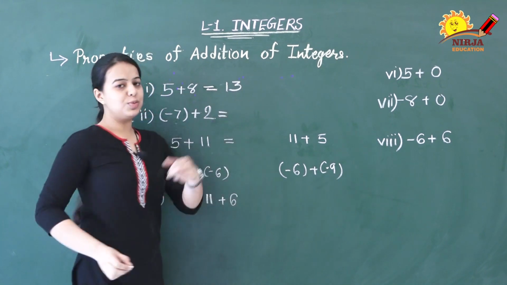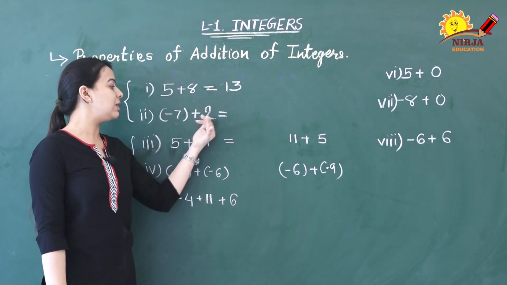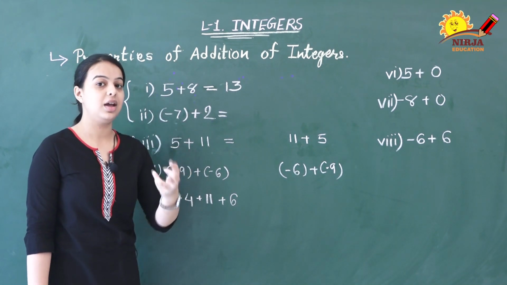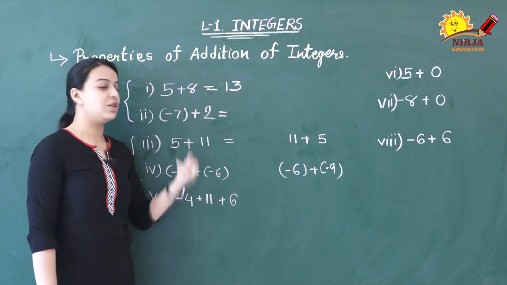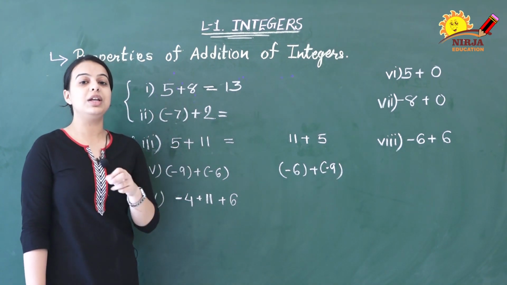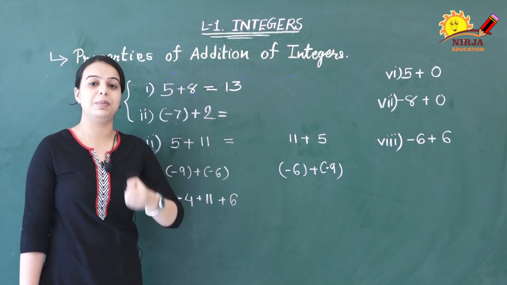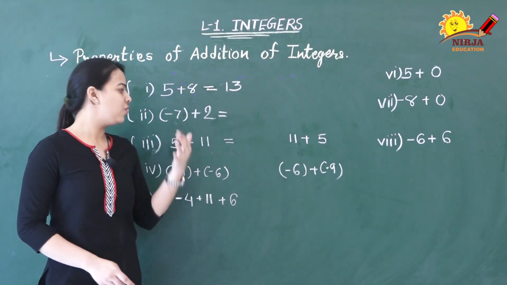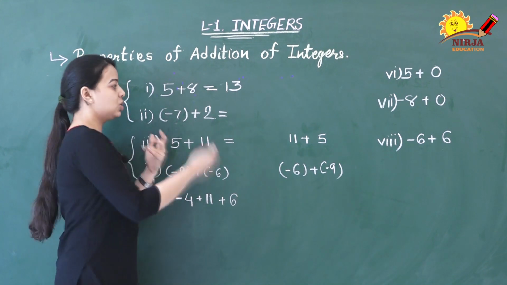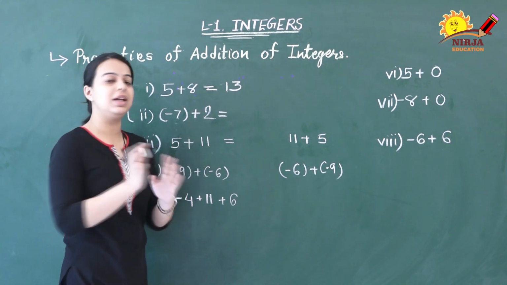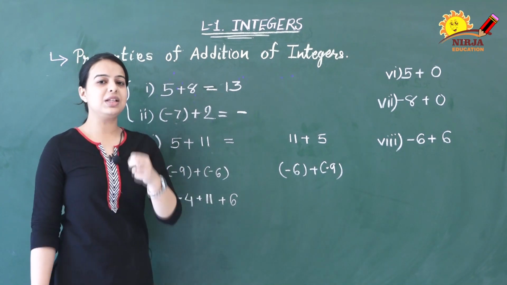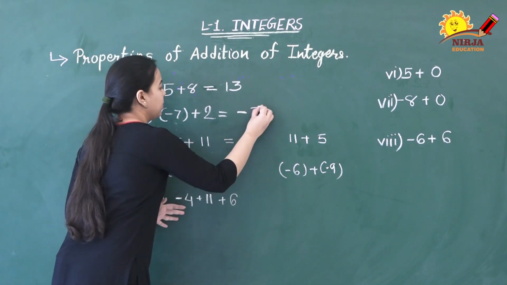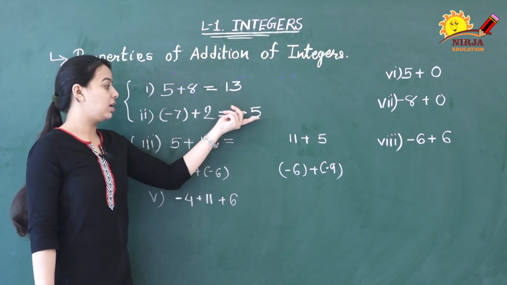Very good. Let's move to the next example. It is minus 7 plus 2. Here we need to apply the rules which we studied yesterday. If one positive and one negative integer is given, what do we need to do? We need to subtract the smaller number from the bigger one and take the sign of the bigger number. First let's identify which is the bigger number. It is 7, so we can conclude that our answer will be negative. Now pick the smaller number, which is 2, and subtract it from 7. 7 minus 2 is equal to 5. So we got the answer as minus 5.